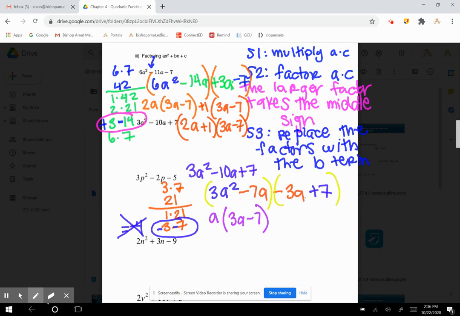What's in common here, the only thing that's in common is because this 3 is negative, you don't want that to be negative because I need 3 to be positive, so you're going to pull out a negative 1. So it's 3a minus 7. So our answer, a minus 1, 3a minus 7. Okay, let's try the next one.